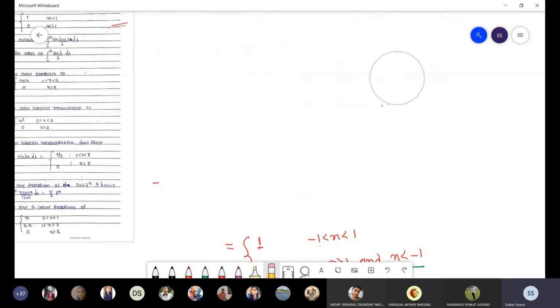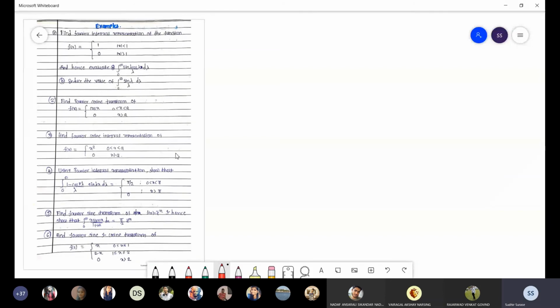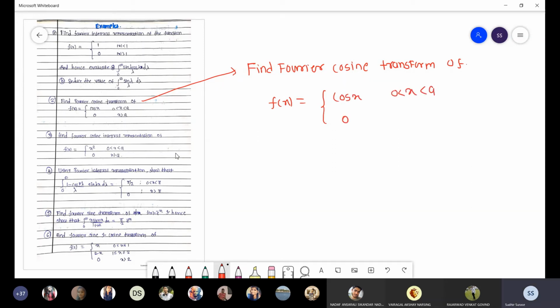Next question, the second. Okay, let me take the second question. Find the Fourier cosine transform of f of x equal to cos x, defined for 0 to a, and 0 for x bigger than a.